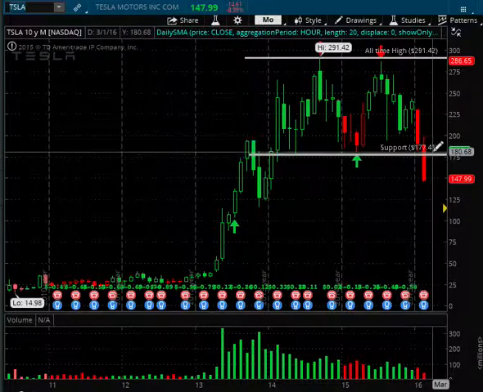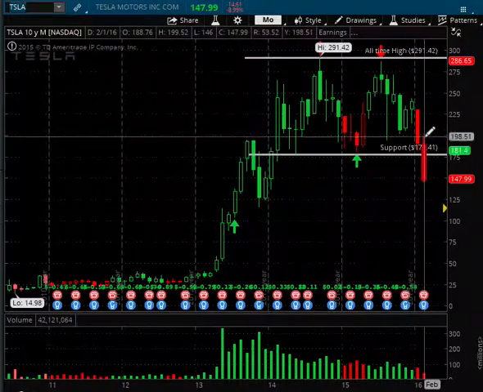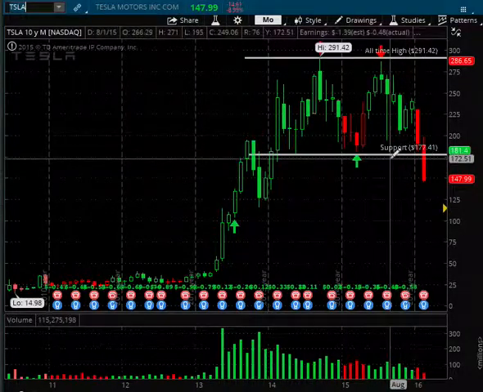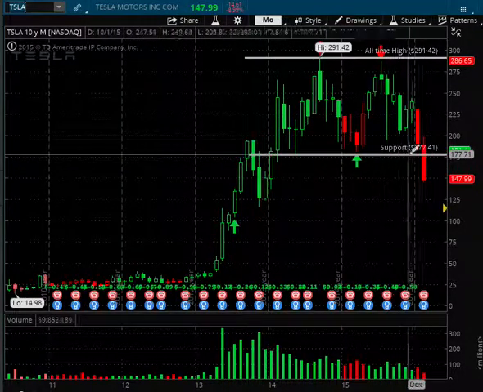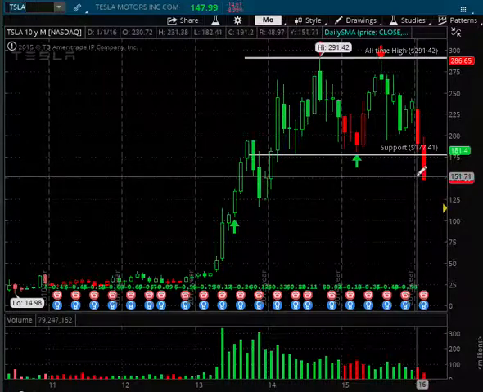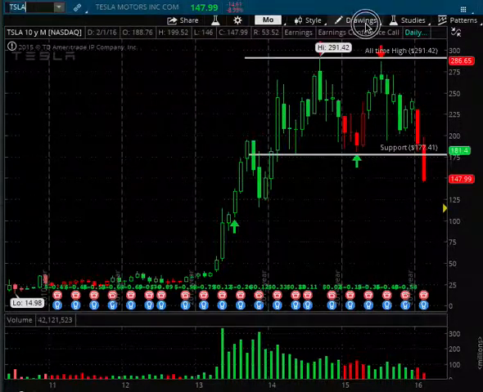So it looks like we broke support today. Well, not today, but we broke support over the last month. The support level was $177 a share. We're now at $147 a share. I mean, Tesla has been getting smoked.